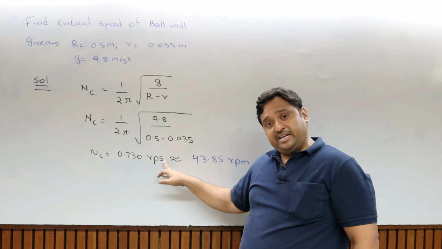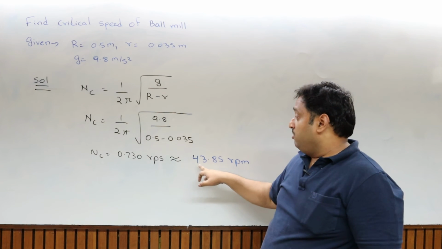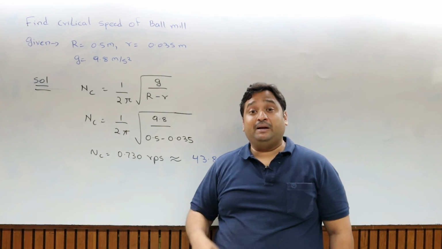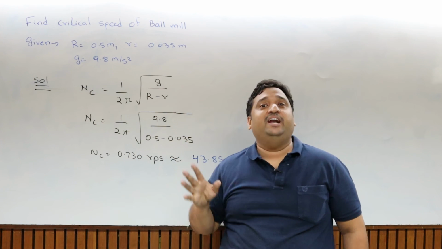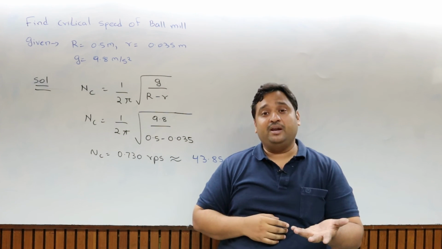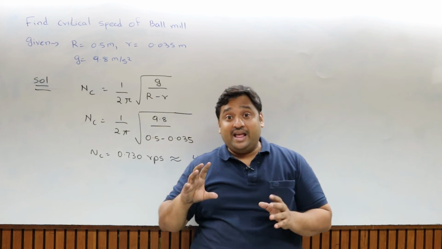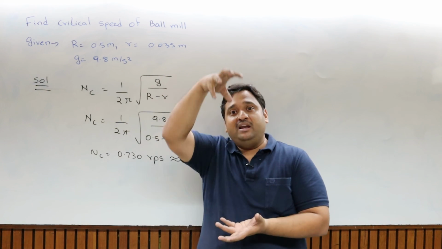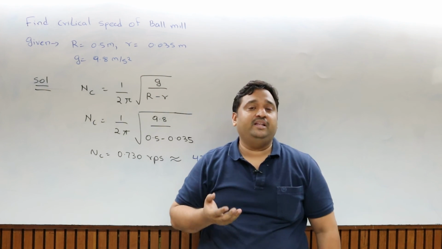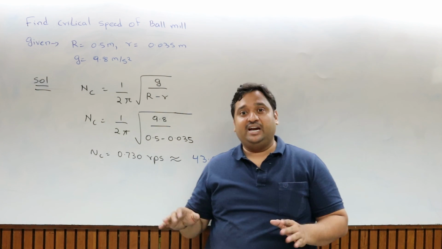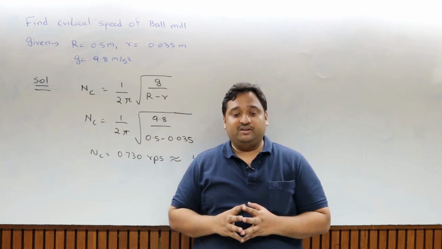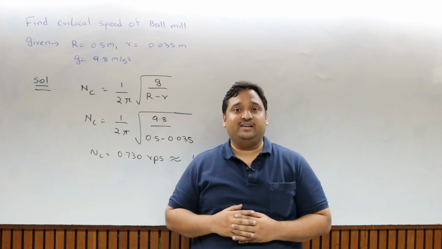If you convert seconds to minutes, that is 43.85 rotations per minute. So every minute the drum cannot go beyond 43.85 rotations. If it does, that means you are above the critical speed, the ball will never fall onto the material, and the material will not be crushed. Okay, I hope you have learned what the critical speed of the ball mill is. So let us meet in the next video. Thank you.